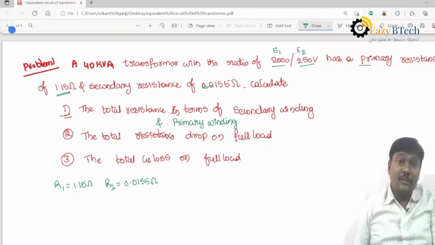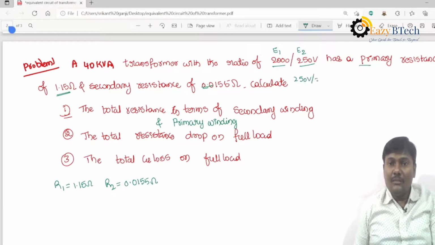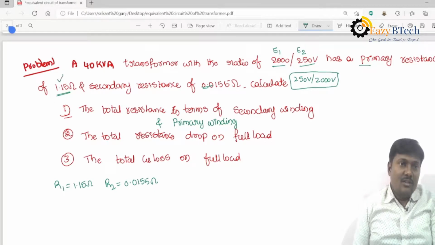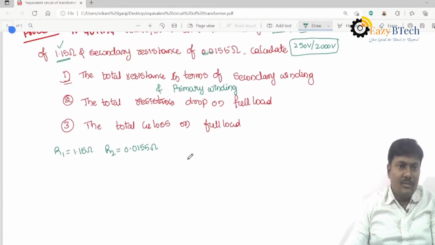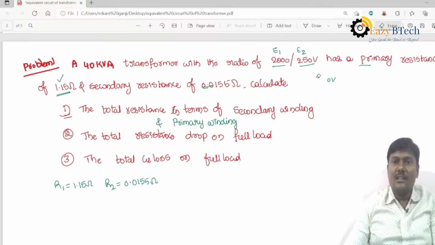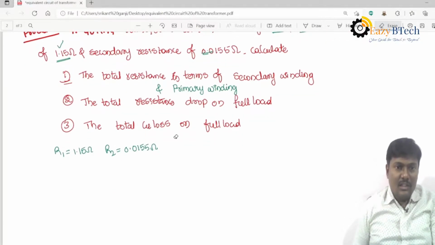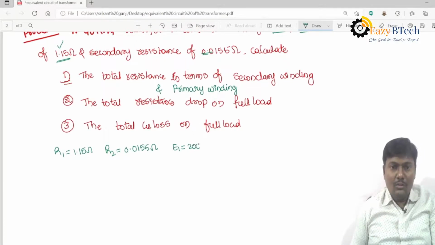Suppose in the problem he gives 250 by 2000 volts, how can you choose the primary induced EMF as 250 or 2000? See the winding resistance. If the winding resistance is more, the induced EMF in the primary winding is more. If the winding resistance is less, the induced EMF on that side will be low. R1 is equal to 1.15, so E1 is at high voltage and E2 is at low voltage. E1 is the primary winding induced EMF, and E2 is the secondary winding induced EMF. Now I can write E1 equal to 2000 volts, E2 equal to 250 volts.